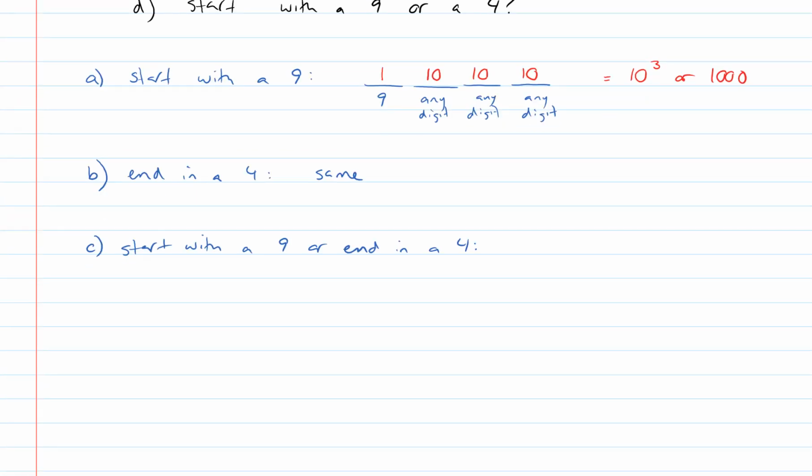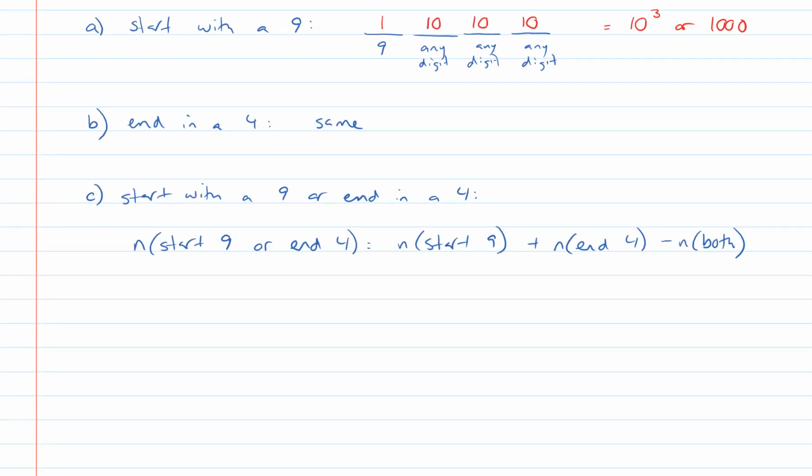And in order to do that, we're going to need the addition rule, which says that the number that start with 9, I'm just going to abbreviate that with start 9, or end 4, is equal to the number that start with 9 plus the number that end in 4 minus the number with both. Because some of the ones that start with 9 end in a 4, some of the ones that end in a 4 start with a 9, and we have to make sure that we don't double count.